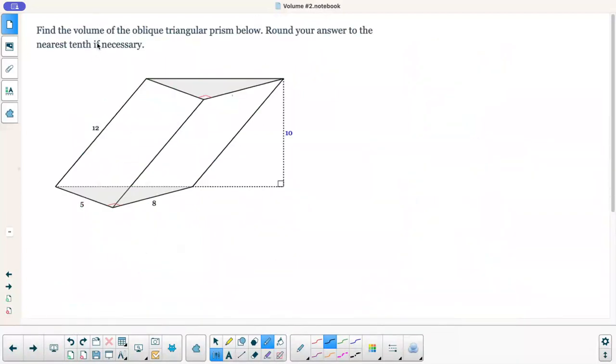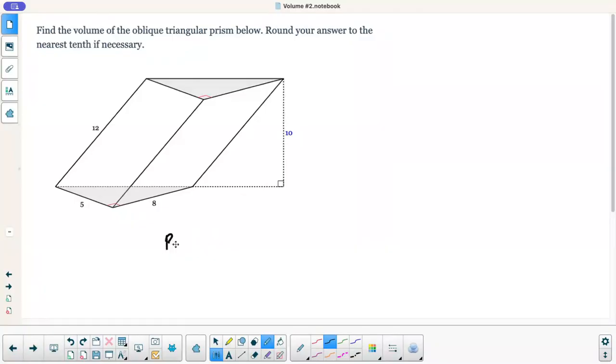All right. The volume of the oblique triangular prism below. Find the volume of the oblique triangular prism below. Round your answer to the nearest tenth. So this is a right angle down here. They mark that. I know it's hard to tell. It doesn't look like a right angle, but if you think three-dimensionally.